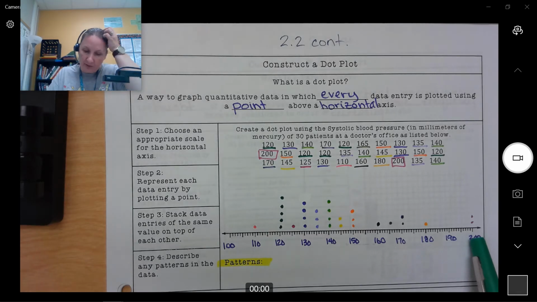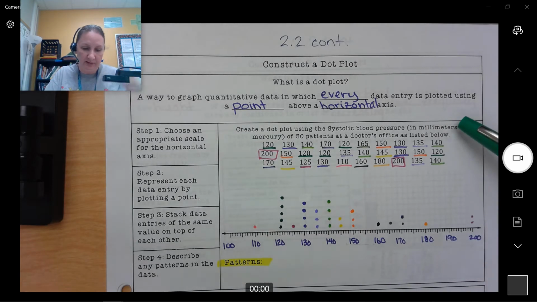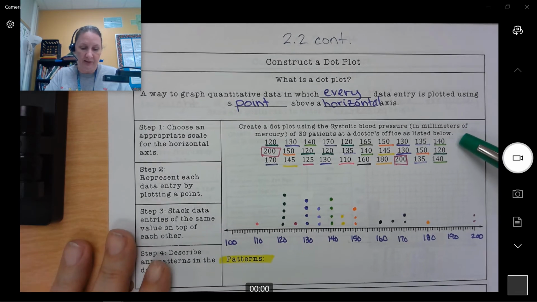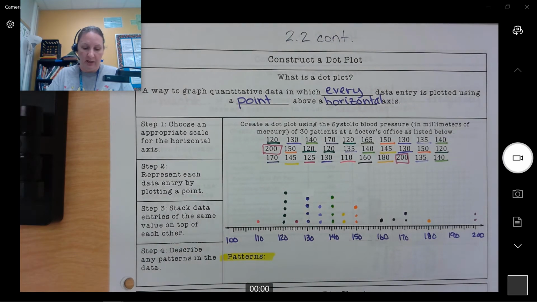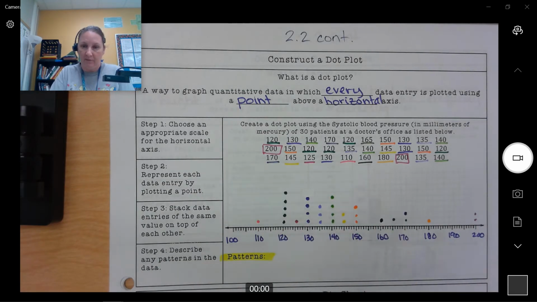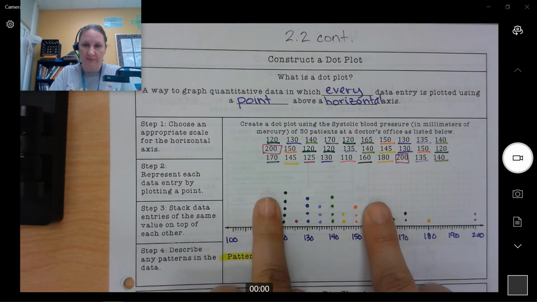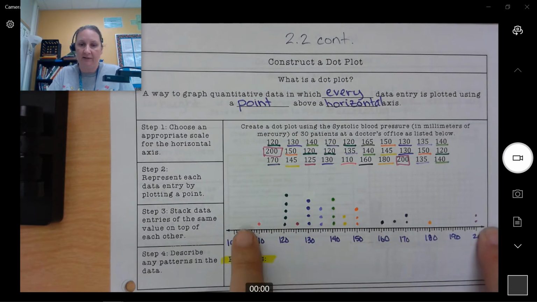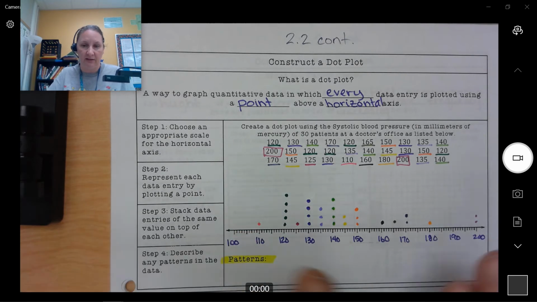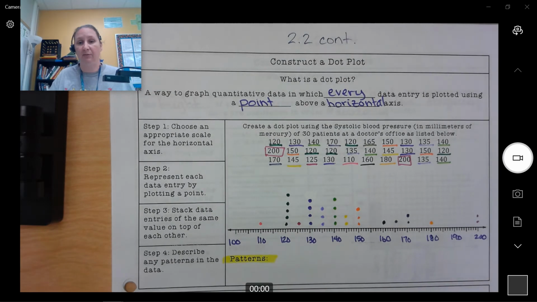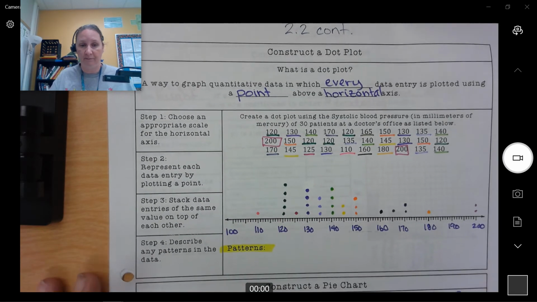So what are the patterns here? Well, it's a dot plot using the systematic blood pressure of 30 patients. So where is the majority? Here we can actually see a kind of grouping of information. The pattern seems to be that between 120 and 150 is the majority of them, and everything outside that seems to be the least expected, almost to the point where 200 seems to be what we call an outlier, which is the number that doesn't seem to make any sense in that group at all.